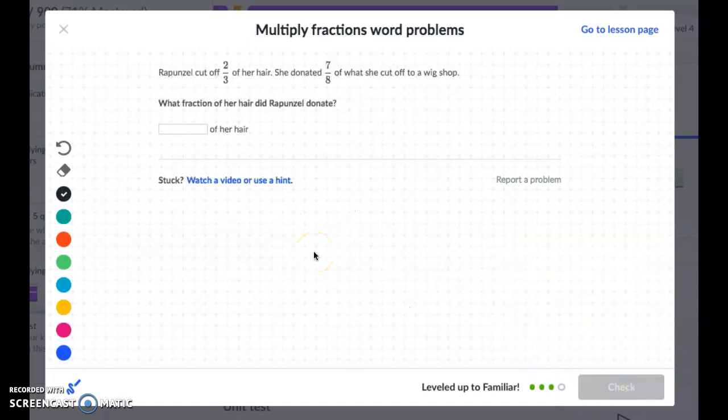Rapunzel cut off 2/3 of her hair. She donated 7/8 of what she cut off to a wig shop. So she donated 7/8 of, which means times, 2/3 of her hair.